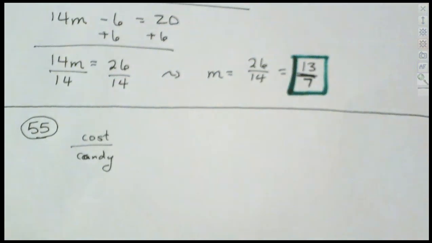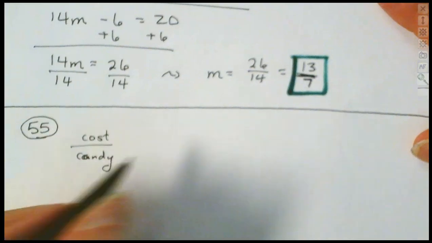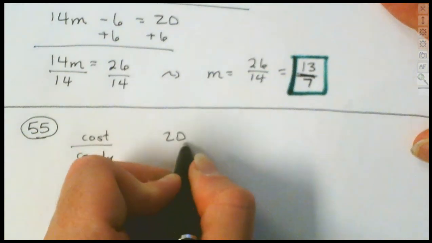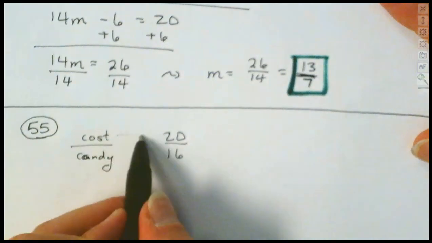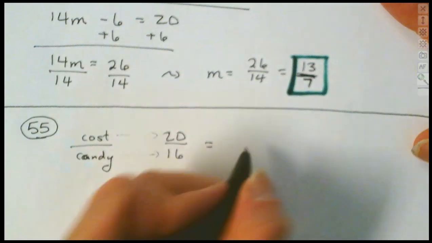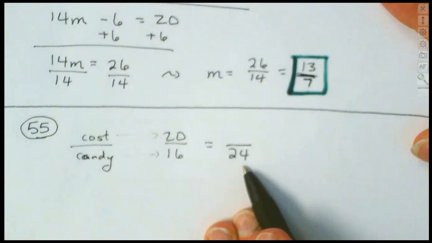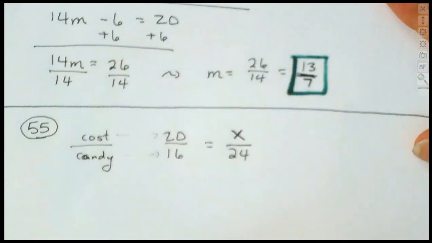So what do I know? Well, on our first one, I know that 16 candy bars costed me $20. So $20 got me 16 candy bars. This is cost, and this is the candy bars. I want to buy 24 candy bars, so that means my 24 is going to go down here, and I don't know the price of the 24 candy bars, so it's going to go on the top.